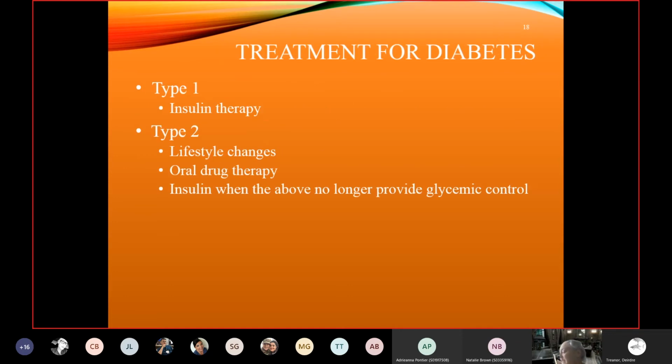So treatment, of course, insulin therapy for type 1. Type 2, we talked about the non-pharm, so the lifestyle changes, oral drugs, and then, of course, if you needed insulin when you can't control with other medications.